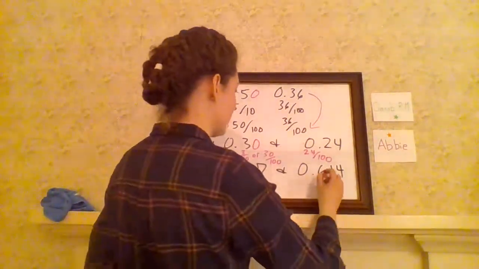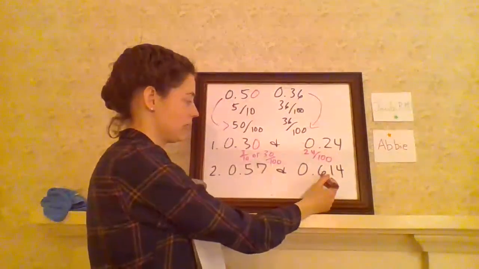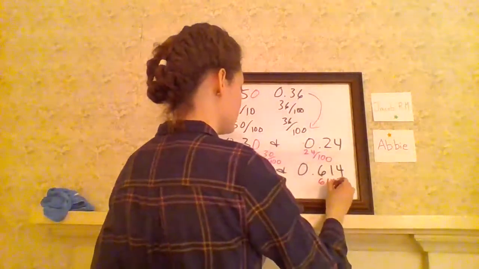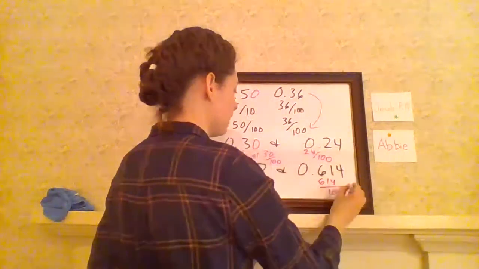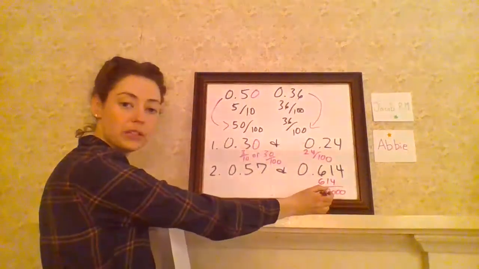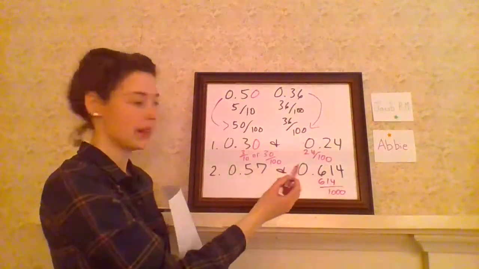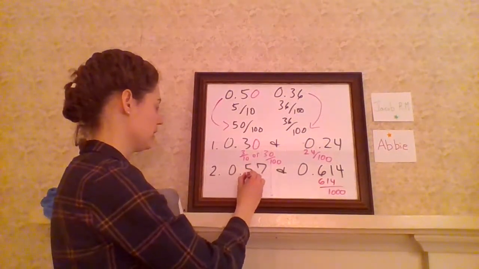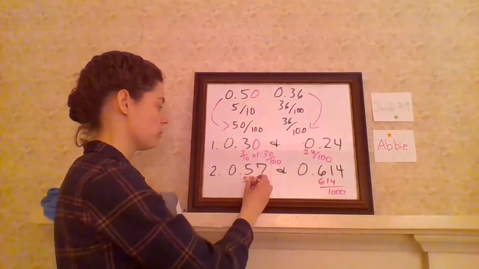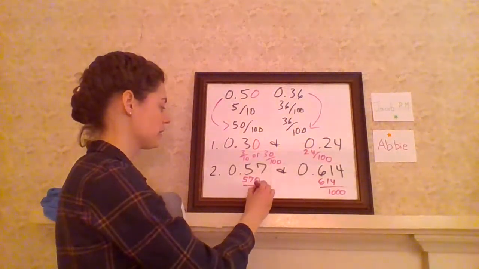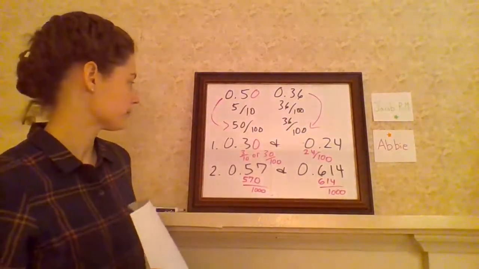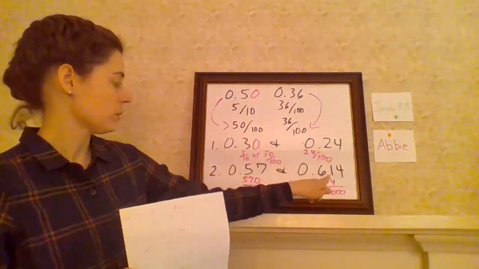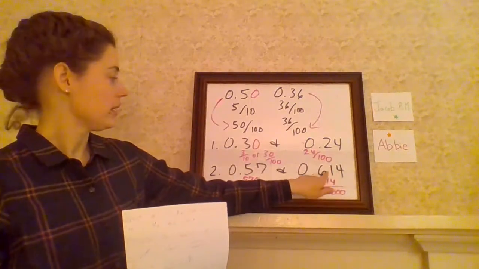So this is the tenths place, hundredths place, thousandths place. So we have 614 out of a possible 1,000. And if we had 1,000 thousandths, that would be 1. Here we have 57 hundredths, which would be 570 thousandths. So 570 thousandths or 614 thousandths. We can see this one is bigger.